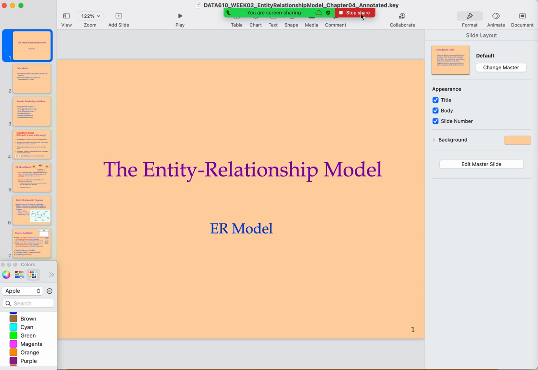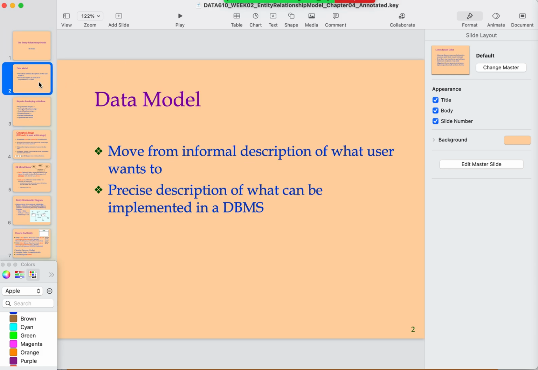Today we'll be talking about the entity relationship model. So this is chapter 4 for data 16.